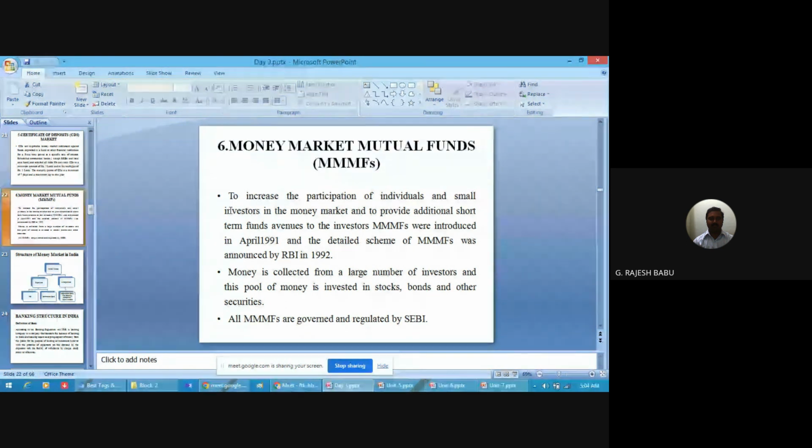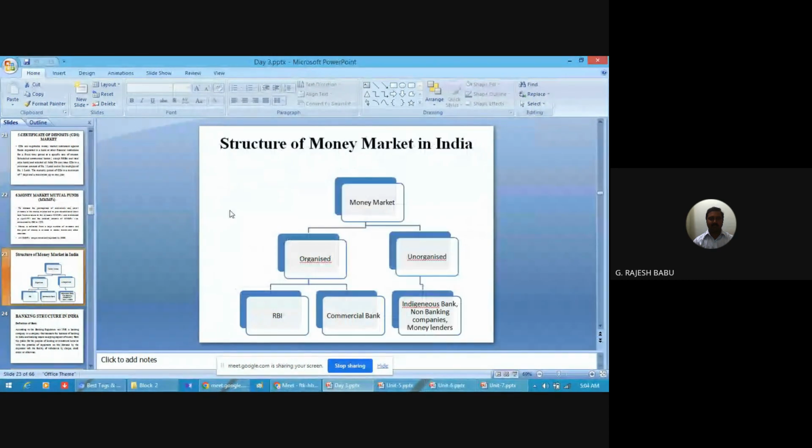These mutual funds are professionally managed, and investors earn income in proportion to the number of units owned by them. Initially, only banks, financial institutions, and their subsidiaries were allowed to set up money market mutual funds, but corporates and others were allowed from 1996. All money market mutual funds are governed and regulated by the Securities Exchange Board of India.